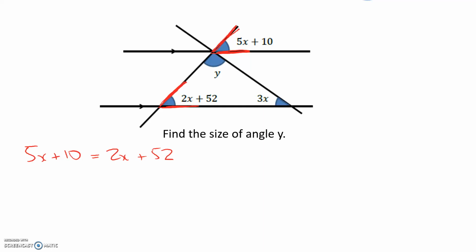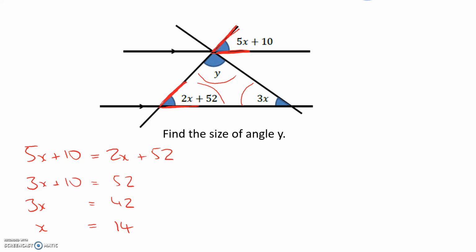And that's good because we can solve that. So only got x's in, we can solve for x, find out what x is. Okay, alright, so what are we going to do? Let's subtract 2x from both sides. It's going to give me 3x plus 10 equals 52. And then let's subtract 10 from both sides. It's going to give me 3x equals 42. And then we can divide both sides by 3 to leave us with x equals 14. So x is 14.